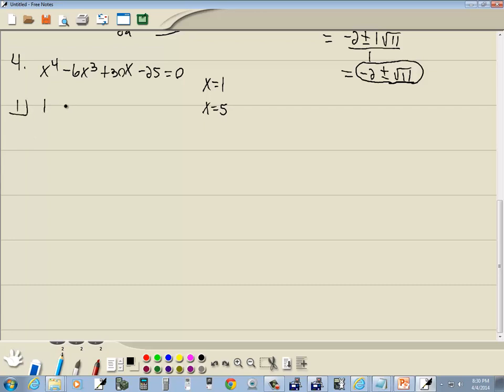Okay, so I got 1, negative 6, 0, 30, negative 25. Where in the world did that 0 come from? Well, remember this is x to the 4th. This would be x to the 3rd. This would be x squared. This would be x, and this would be no x, our constant term. Remember, you start with your largest power, and you have to have one for each one going down. The fact we were missing the x squared, we had to put a 0 there.